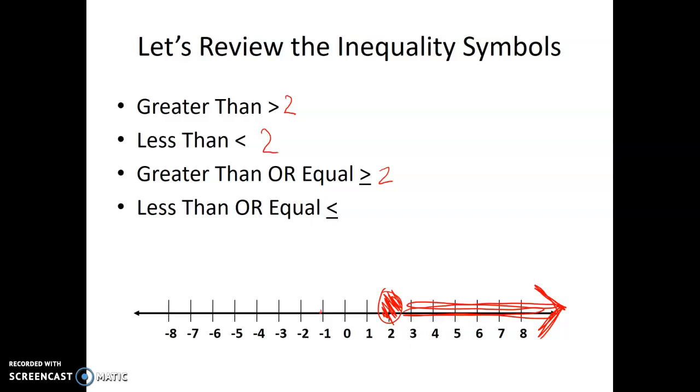If I want to do less than, same thing. If I want to know all the values that are less than or equal to 2, I am going to have a shaded in circle because 2 is equal to 2. And all the values less than 2, which are also included, go to the left of 2.